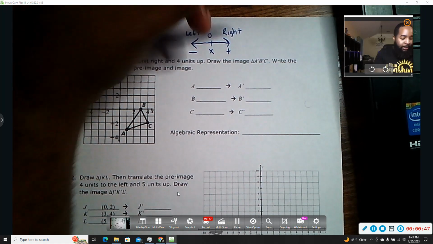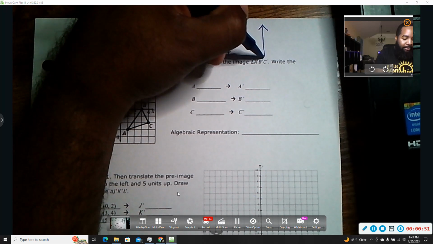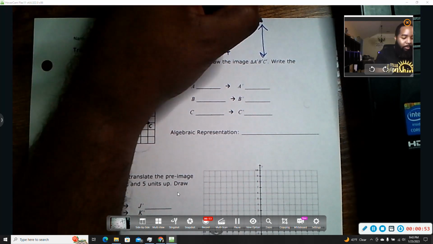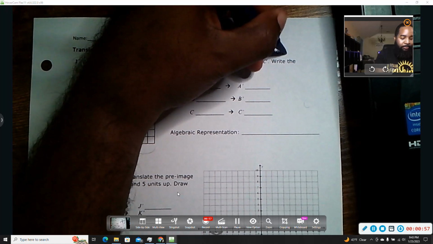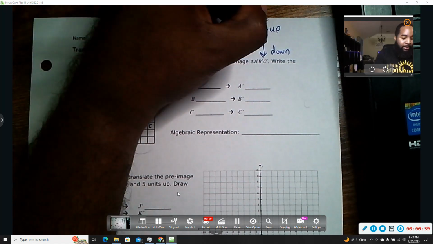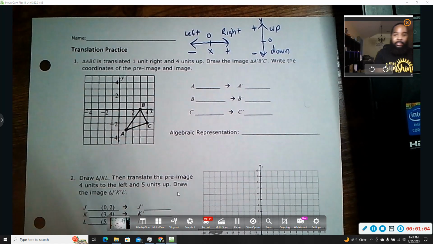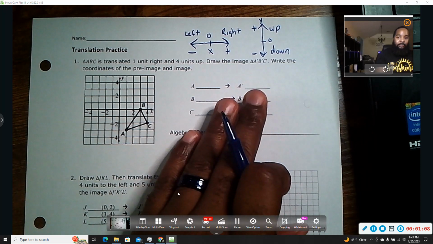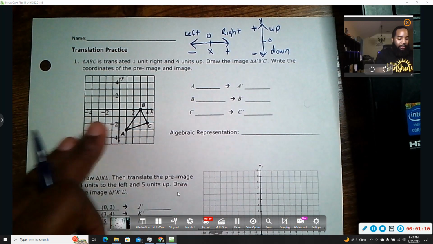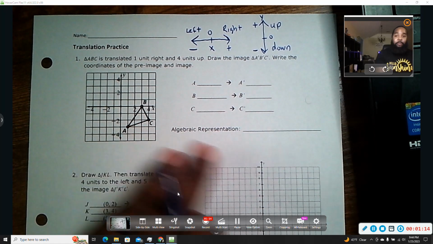Okay? So then for my y values, very similarly, just like on the coordinate plane, y tells you that we're going up or down. Okay? If this is 0, we have plus for up and minus for down. Okay? So we're going to use these number lines to help us with our practice. And I'll do a few of these, and then you can do the rest on your own using this strategy.